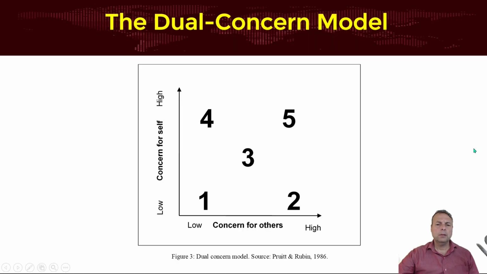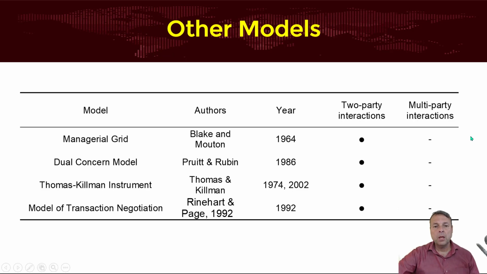Well, the 1986 Pruitt and Rubin dual concern model regards the concerns for self and others. As you can see here, this is a two-dimensional model, but a two-party model as well. I don't see much more than three parties addressing negotiation issues or conflict management issues, for instance. Other models are displayed in this picture here.